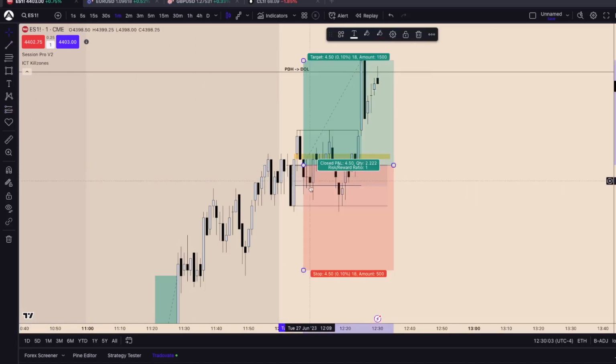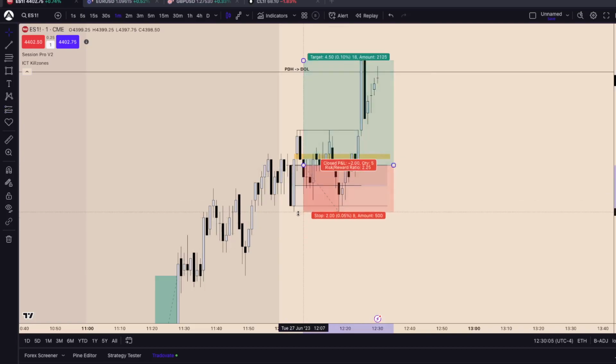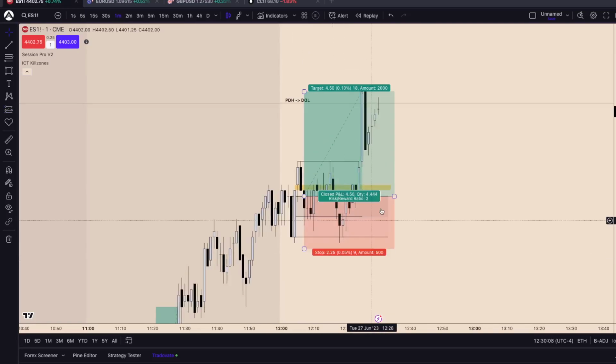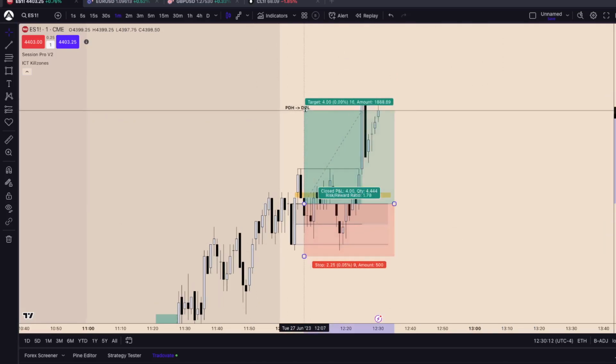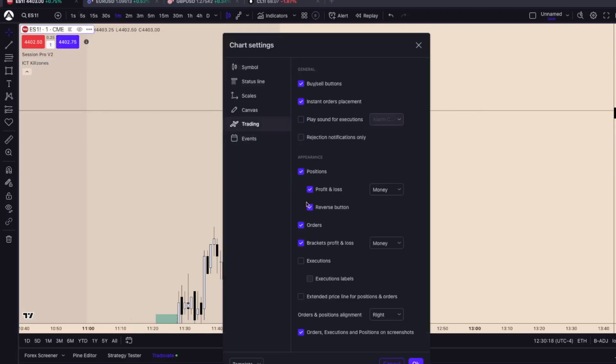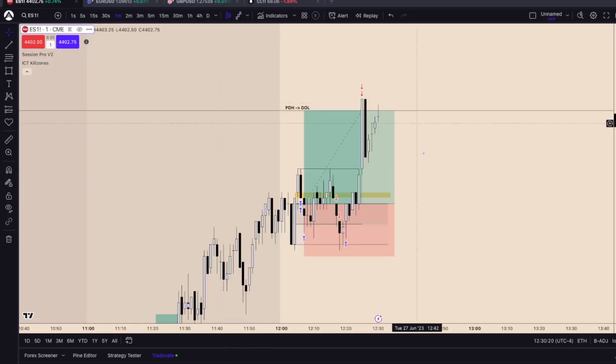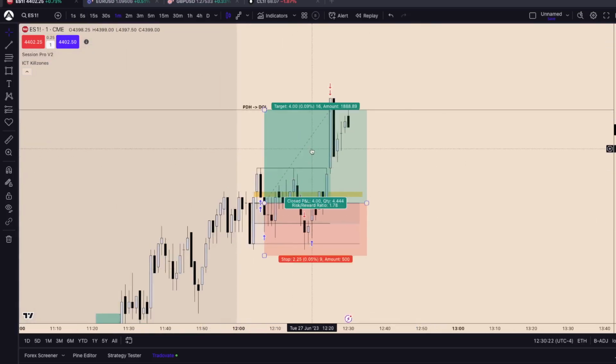I entered on this order block one tick below this low, and I actually considered giving it some more room because I was really certain about that draw on liquidity. But as you can see, once I turn on my executions, let me do that quickly. Yeah, well, it wasn't that simple.